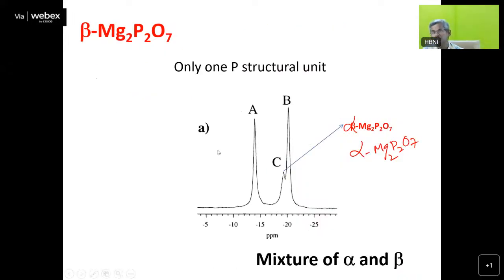That is very clearly seen in the one-dimensional NMR also. One phosphorus structural unit is characterized by A, and the other, crystallographically different phosphorus structural unit is characterized by B. So one is more shielded and the other is less shielded. The C peak is a small amount. Normally, if you prepare beta, a small amount of alpha also remains, so it sometimes comes as an impurity.